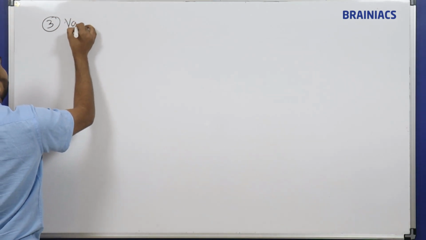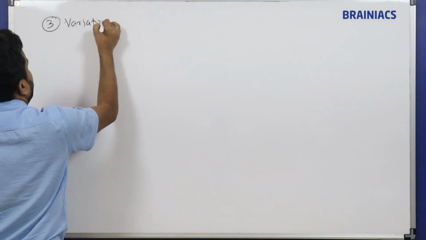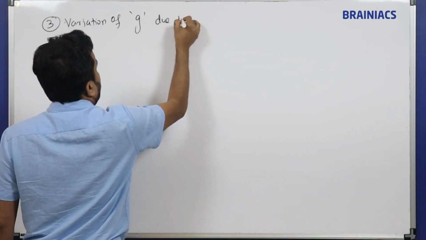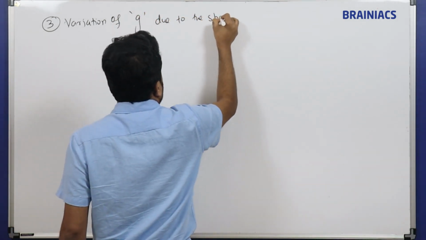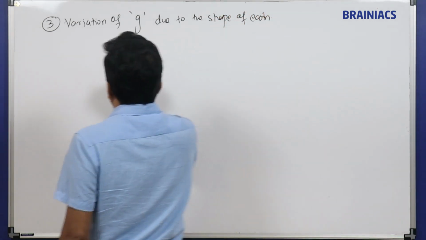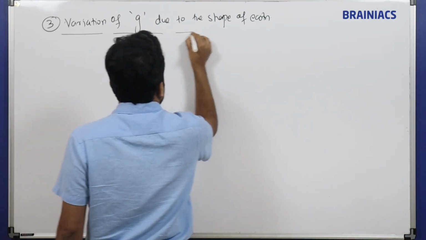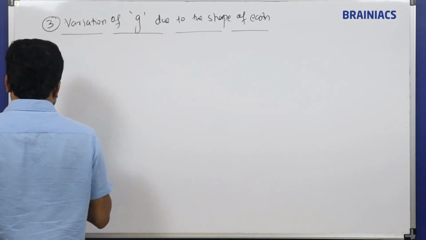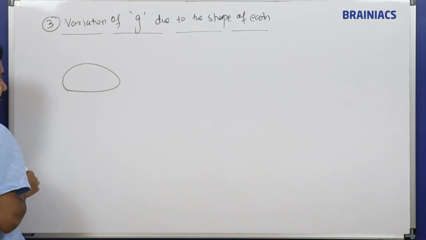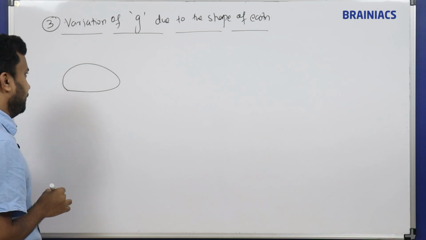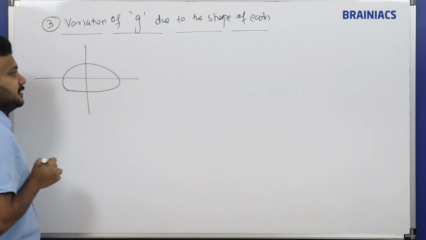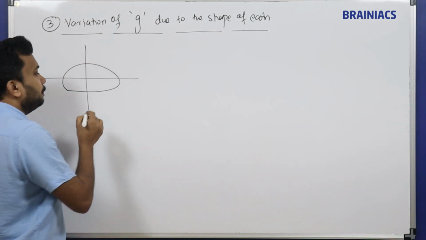So we'll write variation of g due to the shape of Earth. We know Earth is not a pure sphere, it is more or less an elliptical shape. Like an ellipse, it has a major axis and a minor axis.